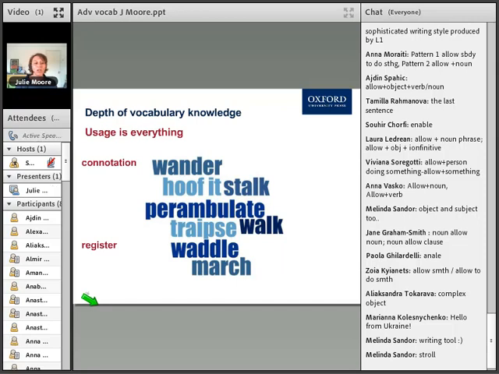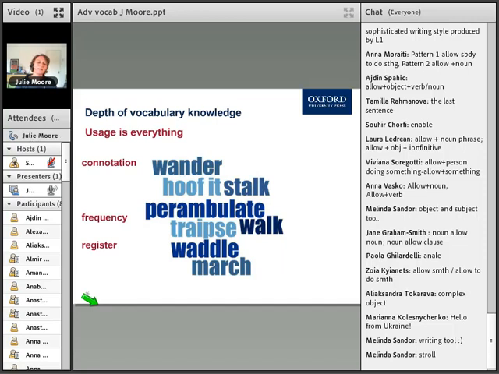And what about march? This can be soldiers marching, or it can be slightly more metaphorical, a person, he marched into my office and started to complain, somebody walking with purpose. So lots of different words here that on the surface all mean walk in some way, but lots of different things that we need to consider about these words.